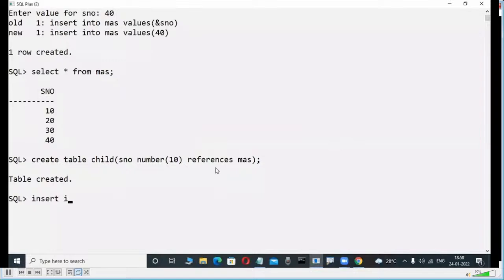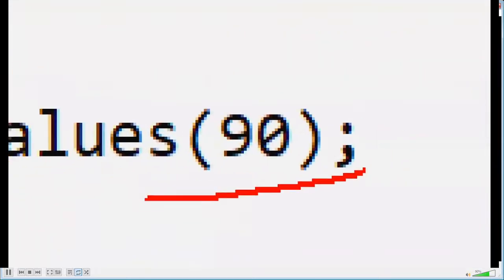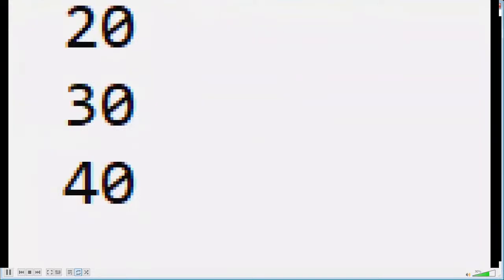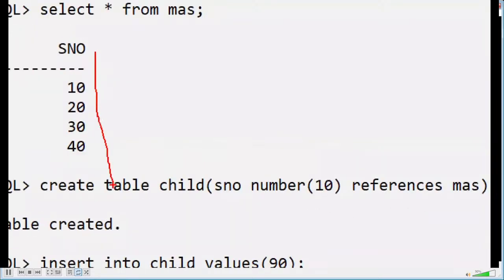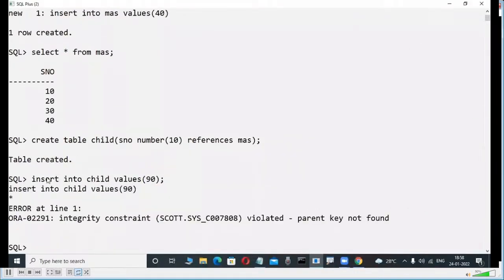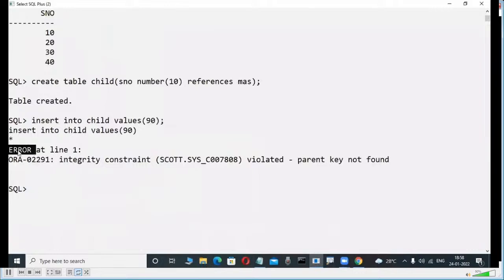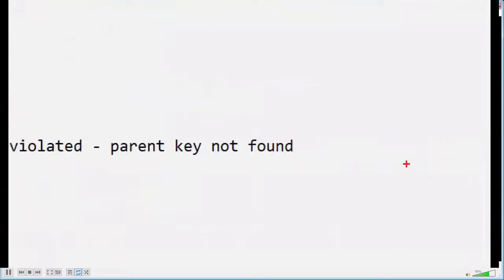Now I try to insert. Check it out here. I try to insert a value other than the master table values. Suppose I try to insert 90, it is not possible, because 90 is not there in the master table. Any record other than the master table records is impossible. Error. You will become familiar with these errors in the future, like parent key not found, since your 90 is not in the master table.